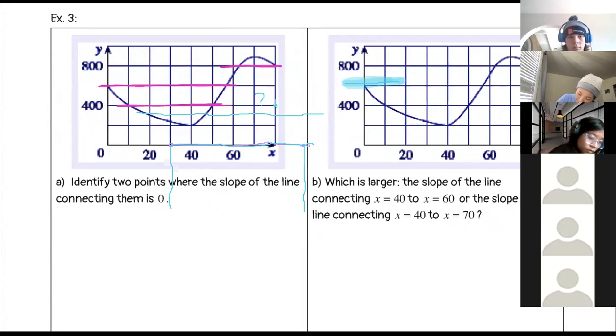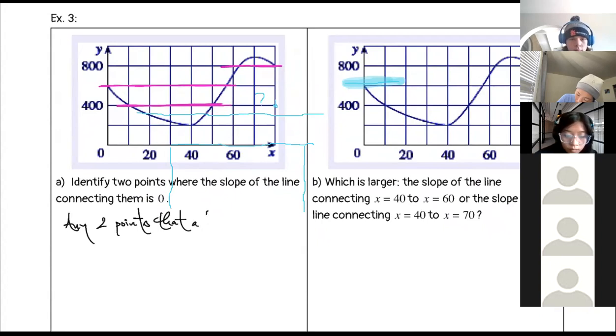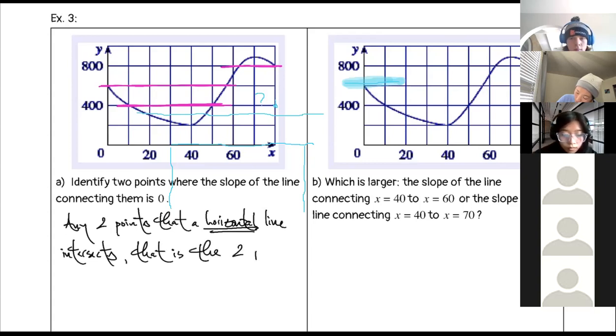Yeah, I said any 2 points that a horizontal line intersects, which is essentially a different way of saying what you said with any 2 points that have the same y value, because there's going to be no change in y. Perfect. So any 2 points that a horizontal line intersects, that is the 2 points have the same y value. Okay.